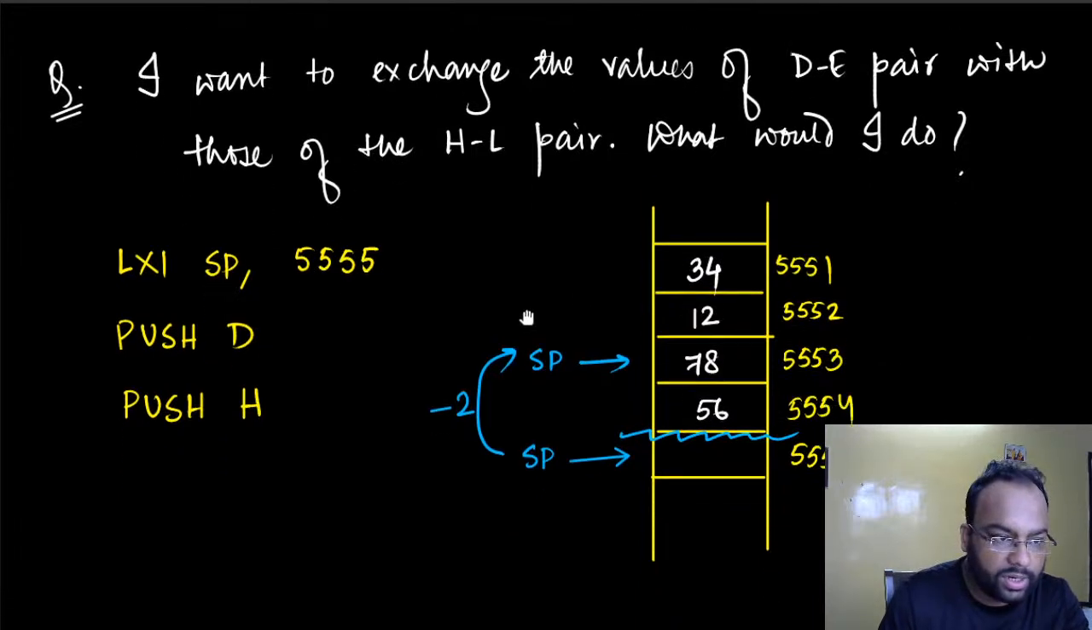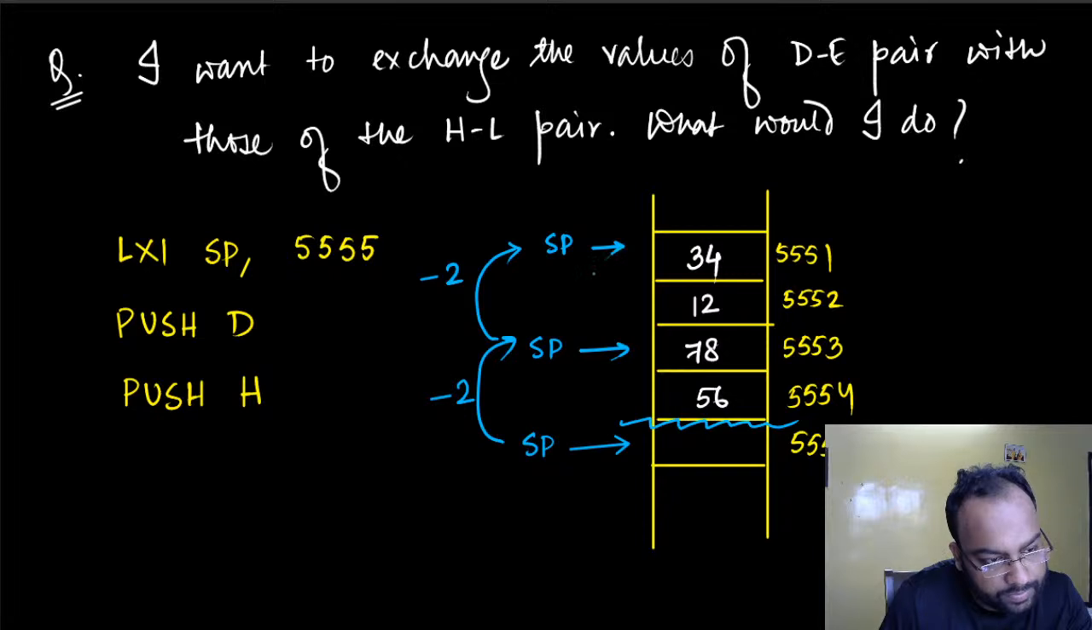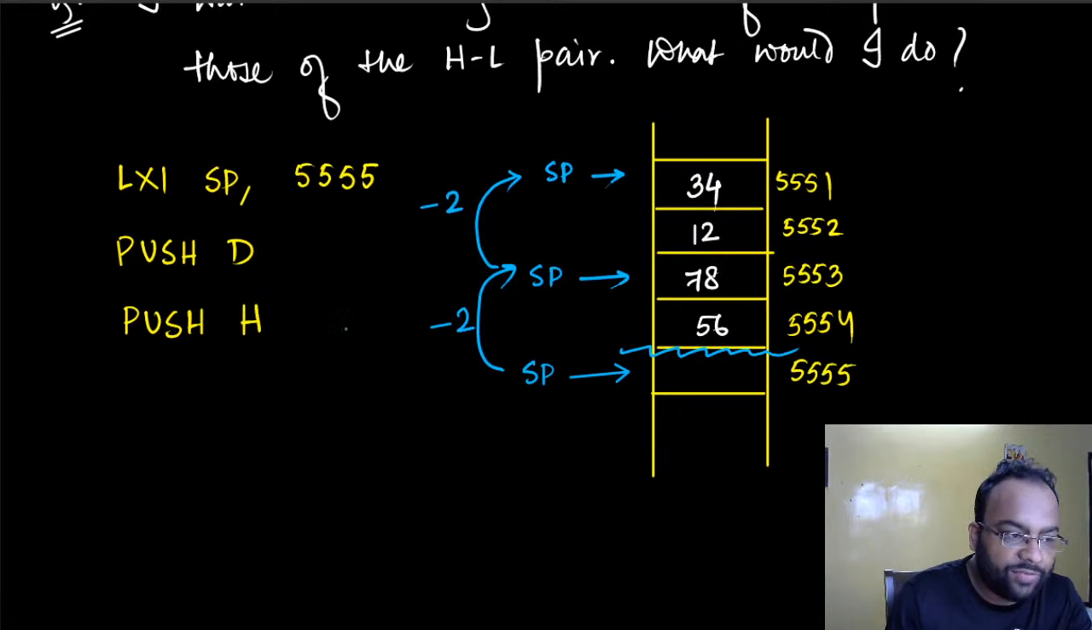That goes into this one. And the stack pointer automatically gets decremented by a value of 2. So the stack pointer actually points here. Alright. Now after doing that, these values have been stored in the stack, for example, right?